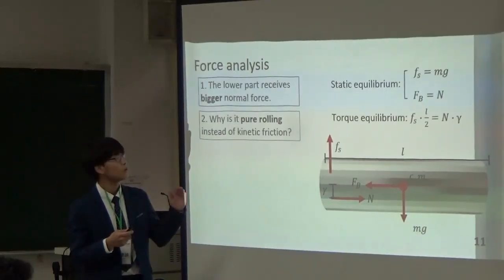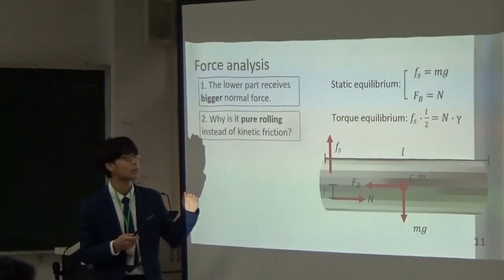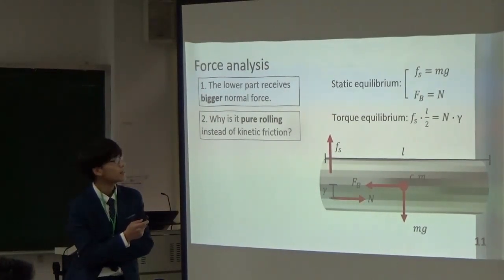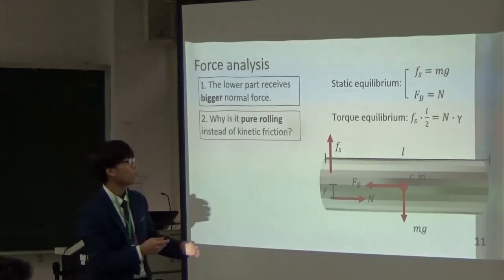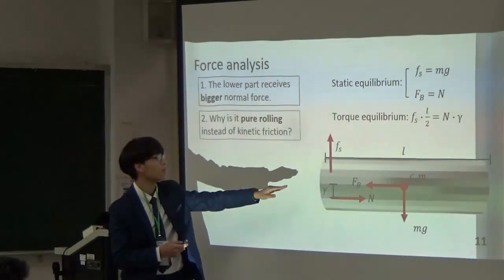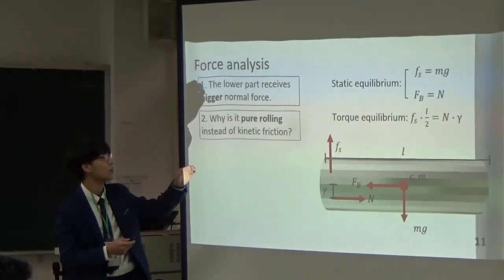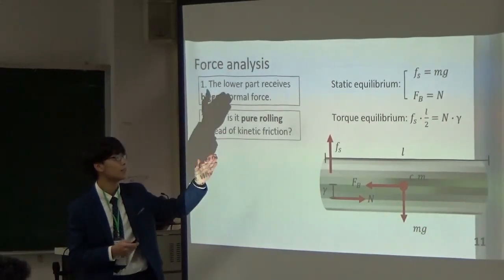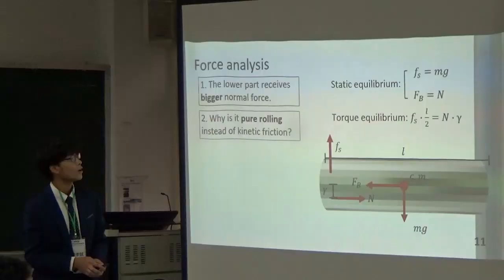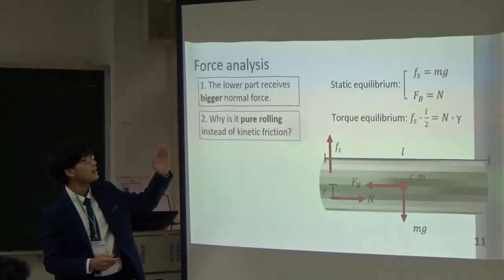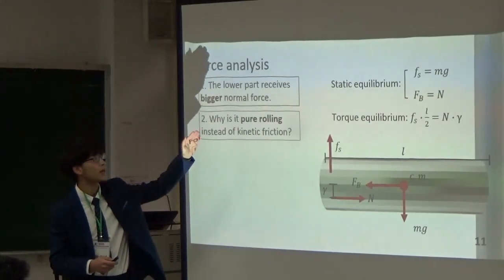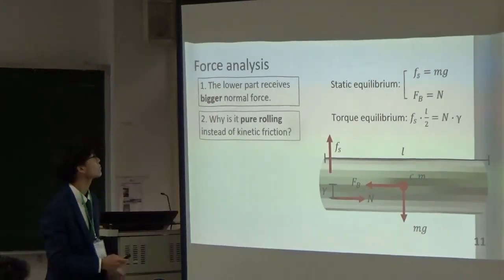And because we also have the torque equilibrium, we can see that when the normal force times omega, it will be equivalent to the static friction divided by 2. So in this instance, both the static equilibrium and torque equilibrium happen.